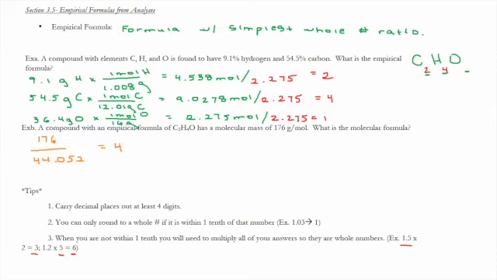What this 4 represents is that I'm going to take my empirical formula and multiply it by 4. So instead of C2, I'm going to end up with C8H16O4, and that is my molecular formula. So you take the molecular mass, divide it by the empirical mass, get a whole number, and then multiply your empirical formula by that value to get your molecular formula. And that's it.